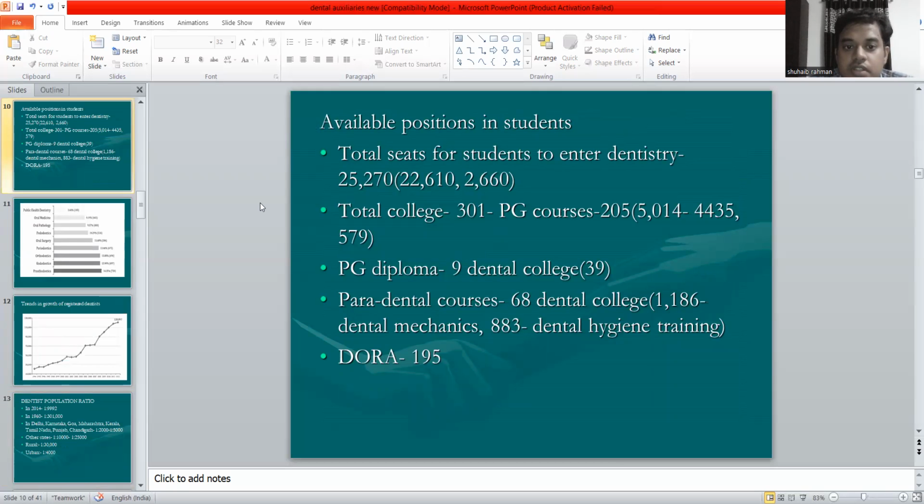Then available positions in students are total seats for students to enter dentistry is 25,270. Total colleges are 301. Out of it, 205 colleges have PG courses. PG diploma courses is carried out in 9 dental colleges, that is total 39 seats. Then paradental courses in 68 dental colleges, that is 1,186 dental mechanics and 883 dental hygienist training.